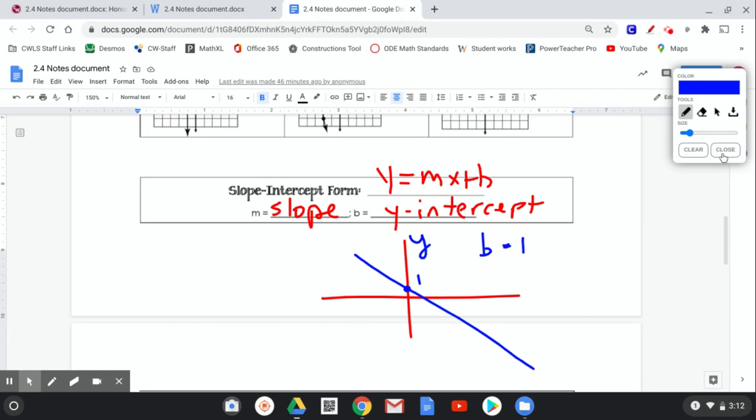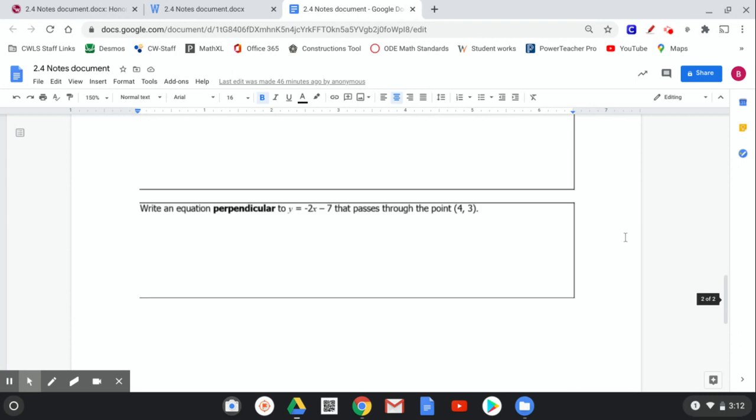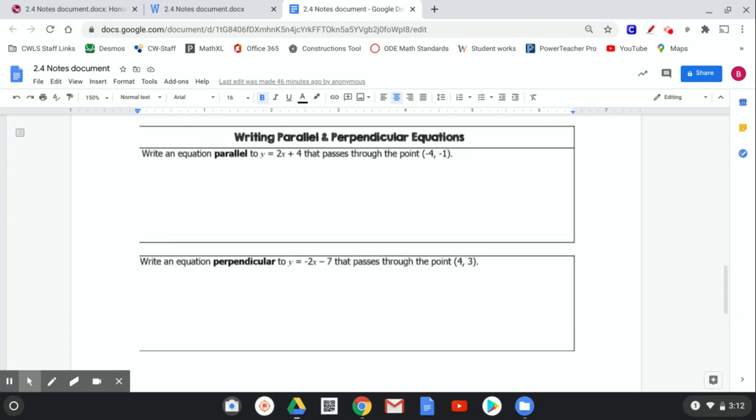Alrighty, guys. So moving on, let's close that out. Now we're on to the meat of it. This is the part that people seem to struggle with. All right, so make sure you're paying attention here.